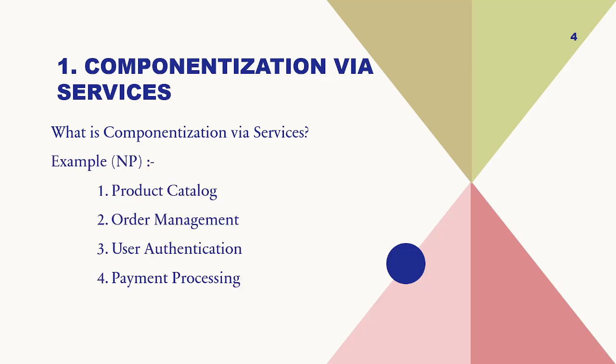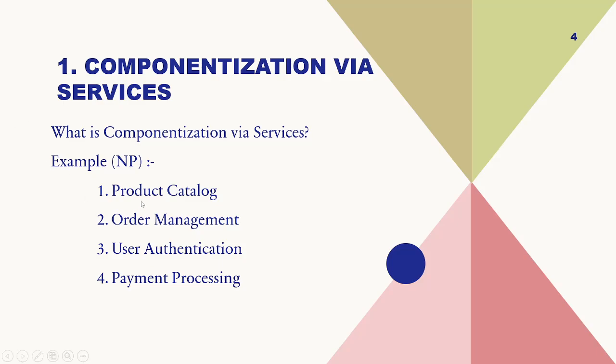Let's give an example for componentization via services. First, let's consider a retail application as an example. In monolith setups, you might have a single application handling user authentication, product listing, orders and payments. But in microservices models, each of these would be its own service.